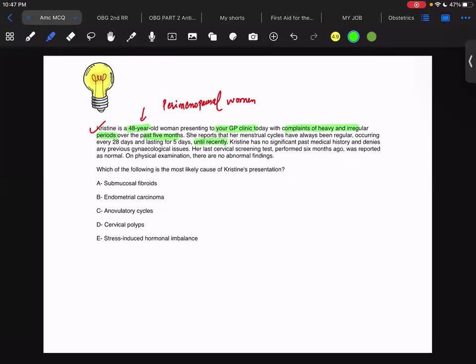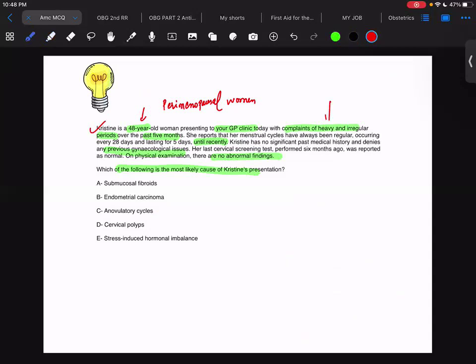Christine has no significant past medical history and denies any previous gynecological issues. Her last cervical test performed 6 months ago was reported as normal. On physical exam, there are no abnormal findings. So, the following is the most likely cause of Christine's presentation. So what is the issue?